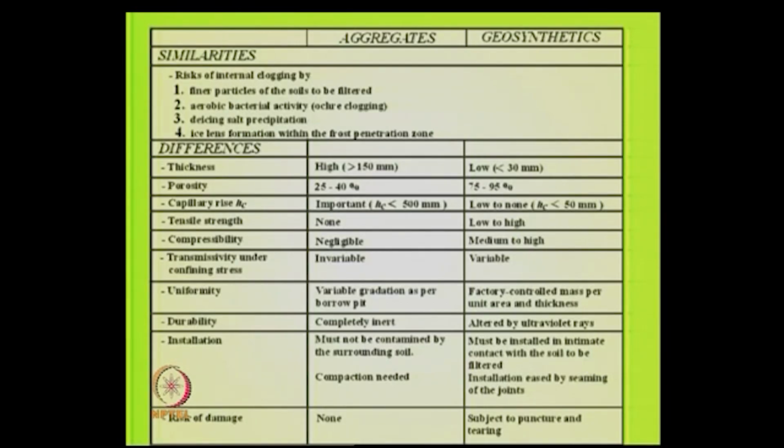Installation of aggregates must not be contaminated by surrounding soil, and compaction is required, whereas installation of geotextile is easy because it is quite convenient to put a geotextile, and even if the soil is contaminated, there is no problem actually, okay. Contaminated soil can be in touch with the filter. Risk of damage, of course, for aggregates, there is no problem at all, whereas geosynthetics are subjected to puncture and tearing, so one should be careful.